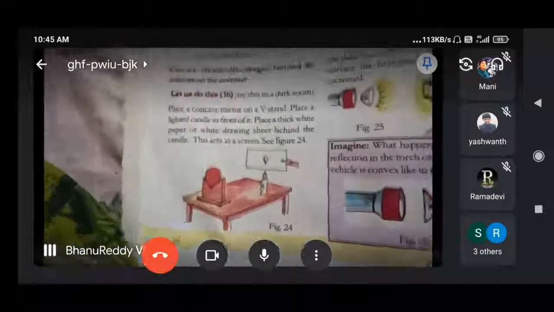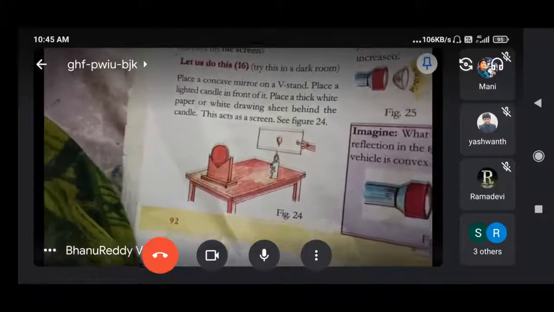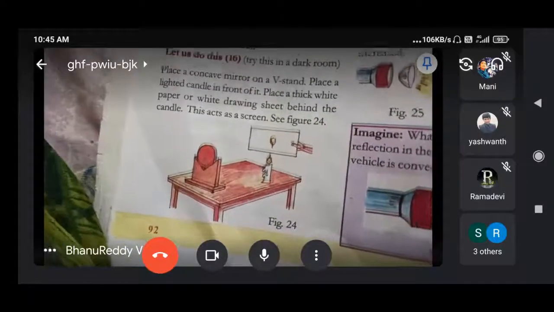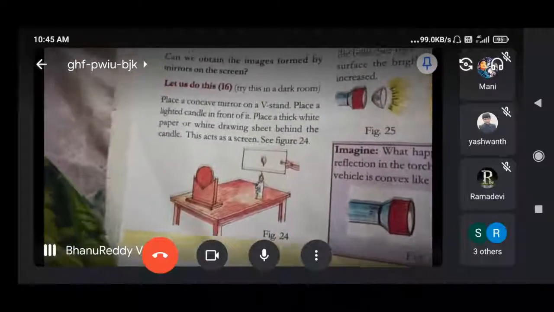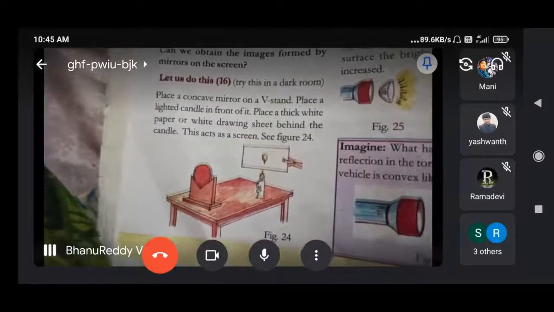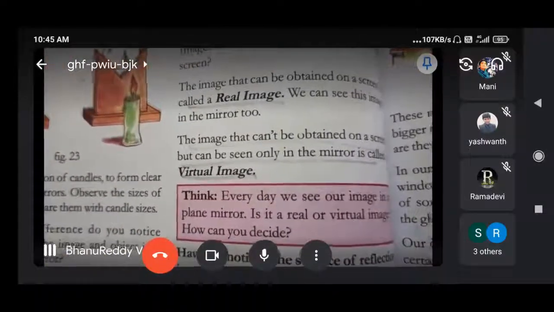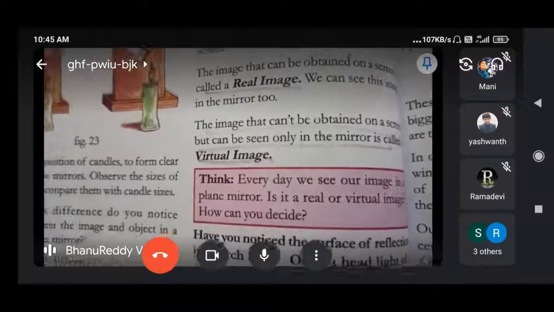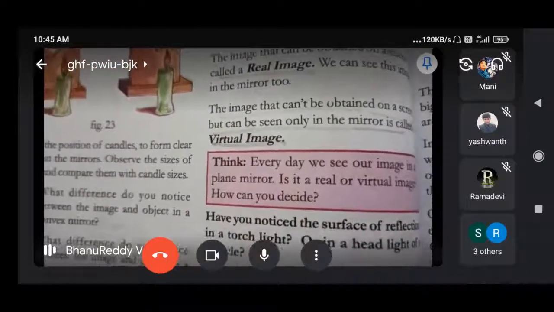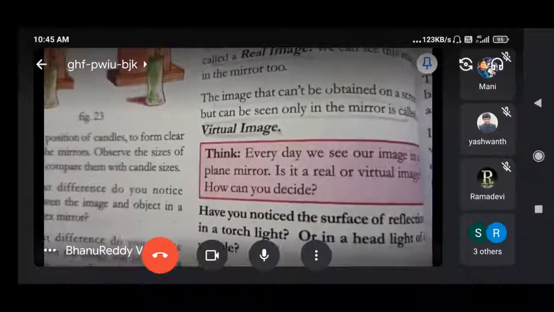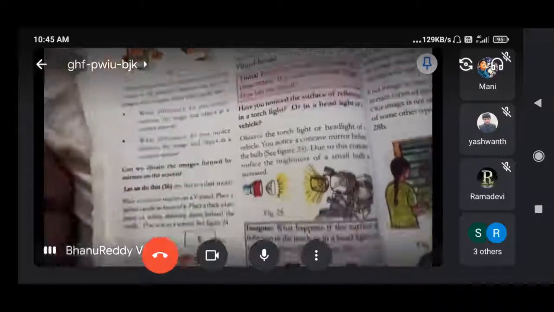Concave will form a real image, while the convex mirror forms it only inside the mirror. And the plane mirror is also inside the mirror, only concave gives real images. Okay, plane mirrors and convex mirrors form only virtual images, only inside the mirror. So examples are convex and plane mirrors, and real images are formed by concave mirrors. So in this manner you have to understand. Okay? So here see, torchlight.